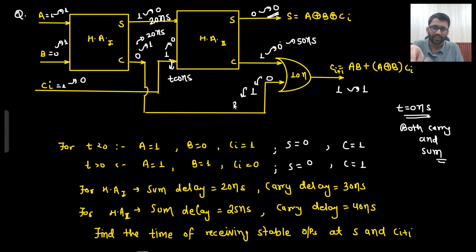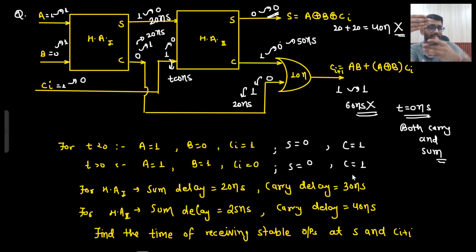This guy was stable at 20 nanosecond. So if you are not aware of the concept, you will say that, sir, the Ci plus 1 will be stable after 60 nanosecond. This is what you can say, but that is wrong, because this Ci plus 1 is not even changing. And here you will say that, sir, this is stable after 20, so 20 plus 20, it will take 40 nanosecond. So that is also wrong, because this S is not even changing. If they are not even changing, then what is the meaning of saying that they are becoming stable after that much time? They are already stable, right?